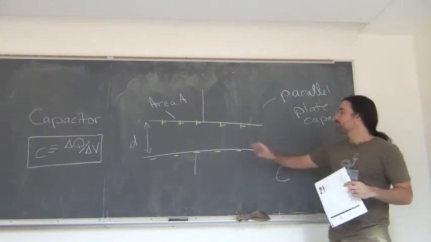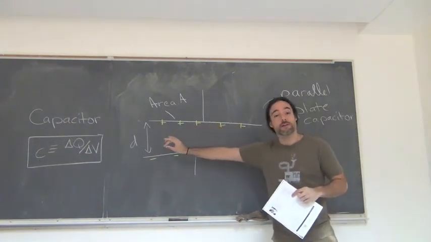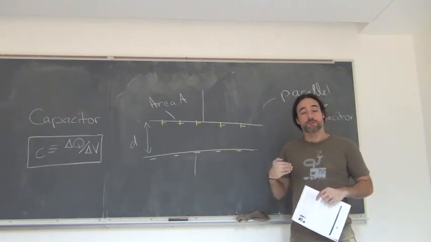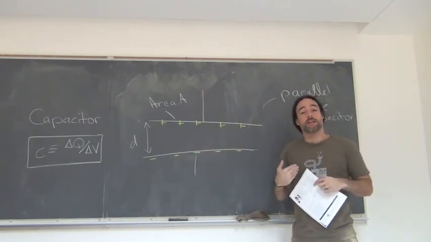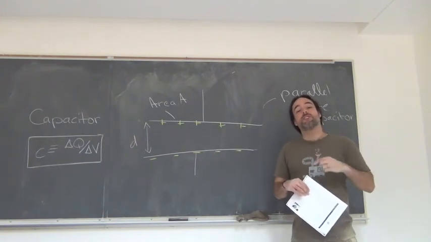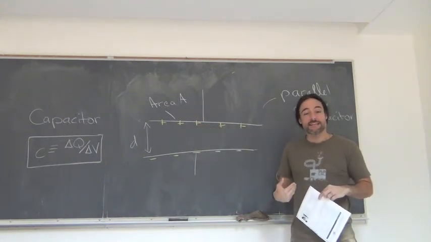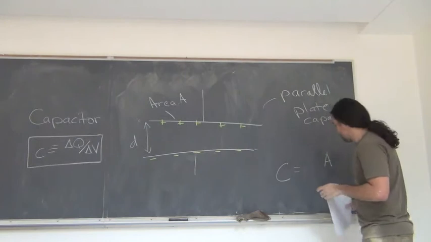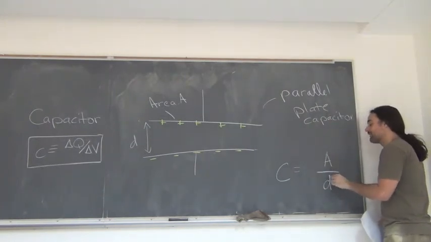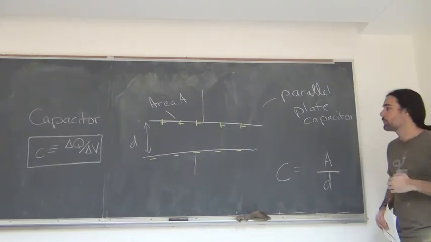Additionally, if the plates were really close together, so if d was very, very small, then I wouldn't really be separating the positive and negative charges by that much, and it wouldn't take that much energy to pull them apart, because they'd still be fairly close. So we'd expect that as d gets smaller, we have more capacity to store charge. To take that into account, we're going to just take A divided by the distance between the plates, the area divided by the distance between the plates.